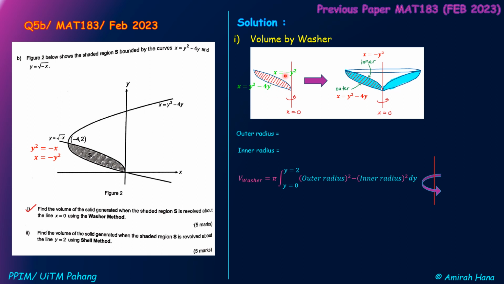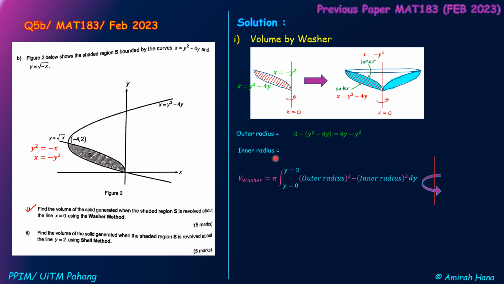Tengok mana yang belah kanan. Belah kanan adalah axis of rotation. So 0 minus kita punya outer curve tadi. Okay, y squared minus 4y. So after we simplify, we got apa? Negative y squared, saya letak belakang, and then positive 4y, saya letak depan. So we got 4y minus y squared.